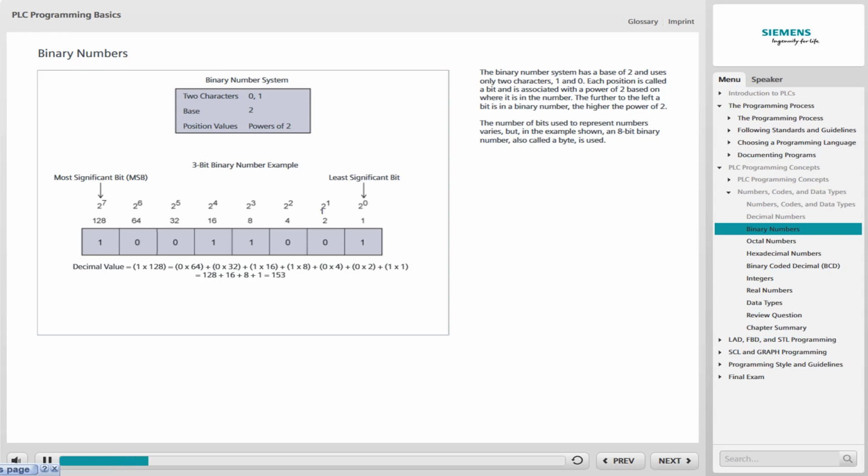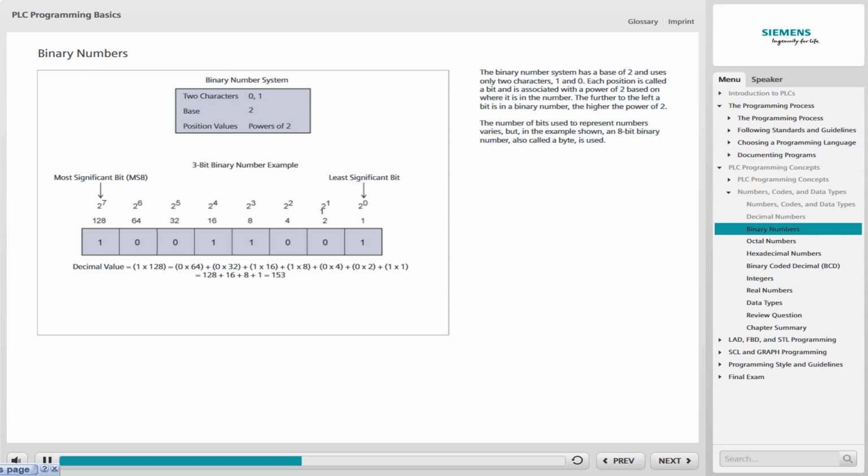The number on the far left-hand side is referred to as the most significant bit, or MSB, and the number on the far right-hand side is referred to as the least significant bit, or LSB. A 1 is placed in a position if that power of 2 is used in the number, otherwise a 0 is placed in a position. The number of bits used to represent numbers varies, but in the example shown, an 8-bit binary number, also called a byte, is used.